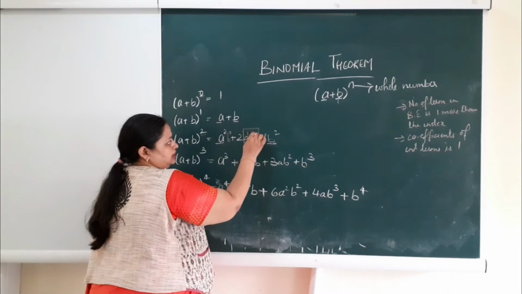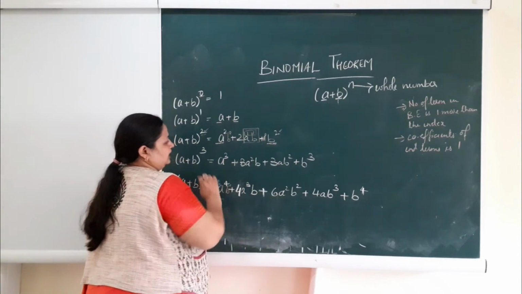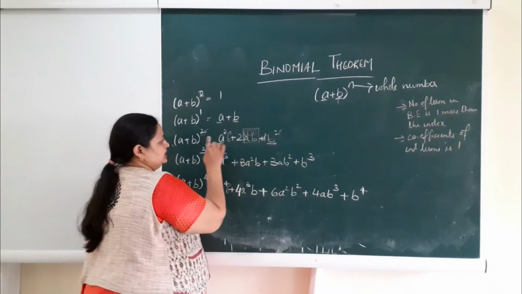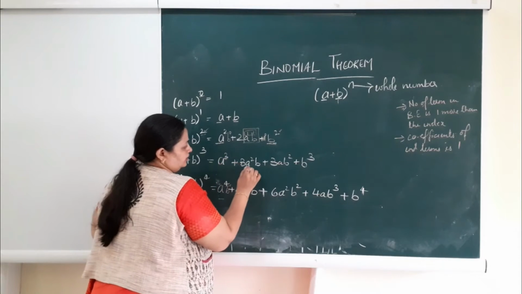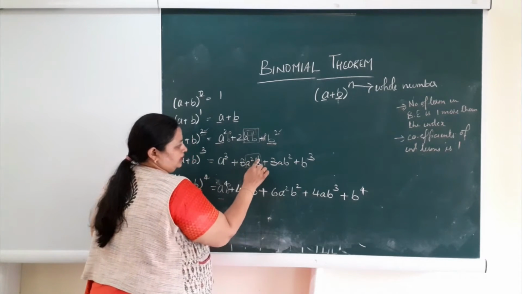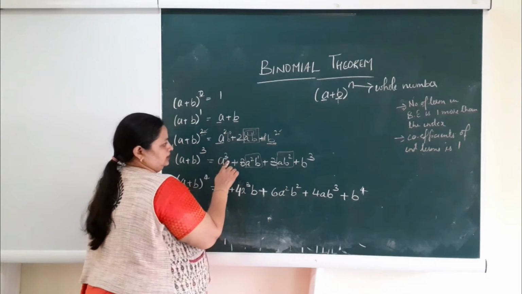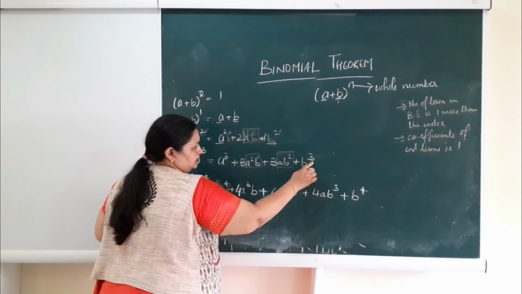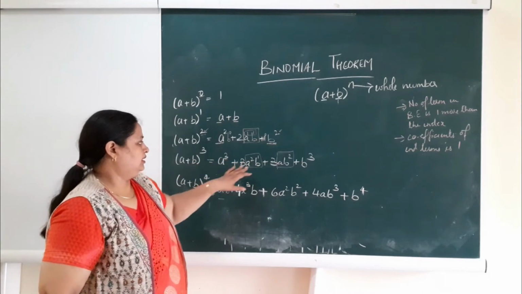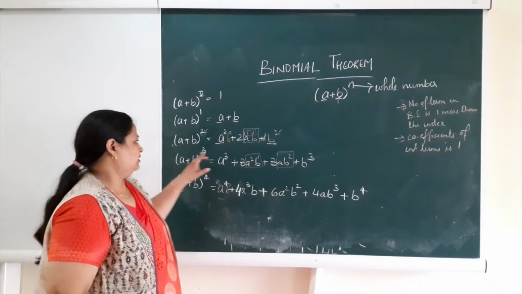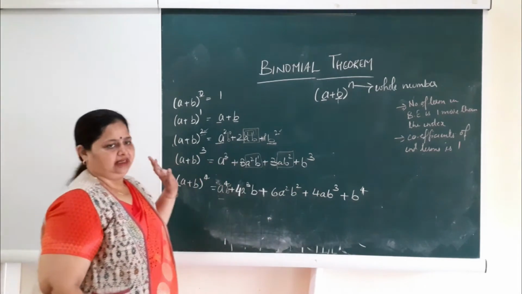Power of this is 1, this is 1. If you add these two, you will get 2. And here also it is 2. That means the power of each term is the same as the index. If you observe here, it is 3, and here it is 2 + 1, 3. Here also it is 1 + 2, 3. Here it is b cube, here also it is 3. So the power of each term is the same as the index.